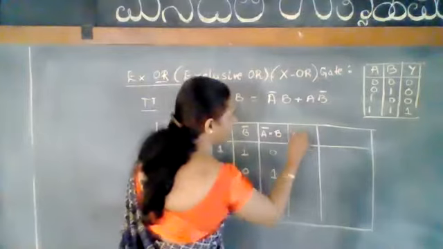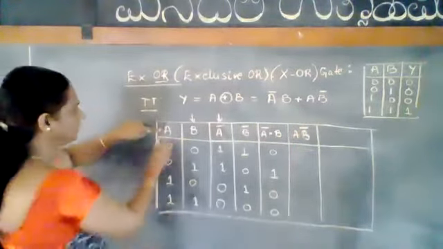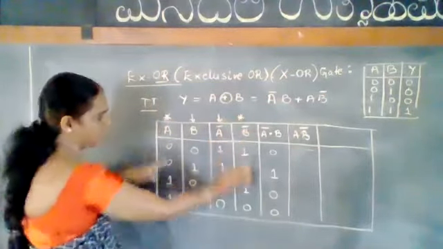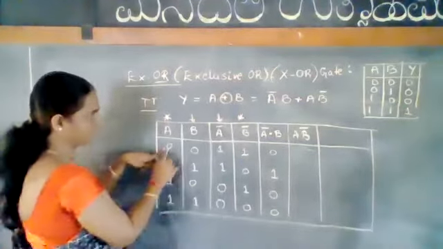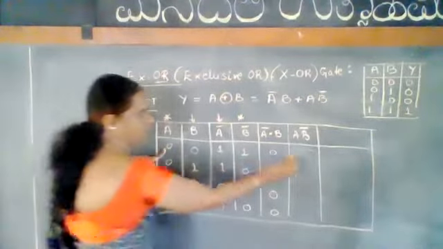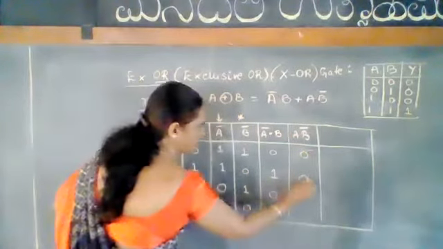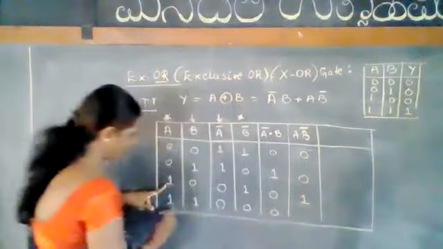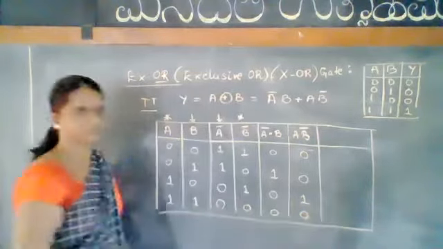So these are the values for A complement B. Similarly, you have to write for A B complement. Now you have to consider this column A and B complement. These two columns you have to AND. Okay, and the values 0 and 1, the output is 0. 0 and 0, the output is 0. 1 and 1, the output is 1. 1 and 0, the output is 0.